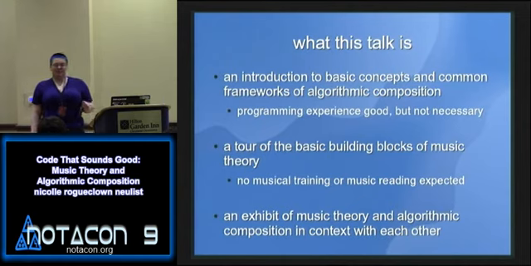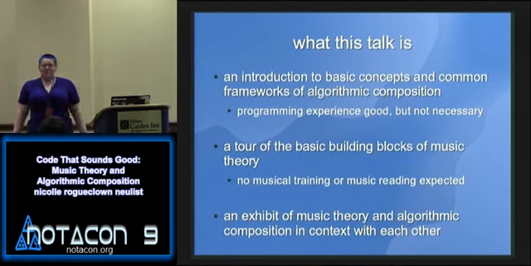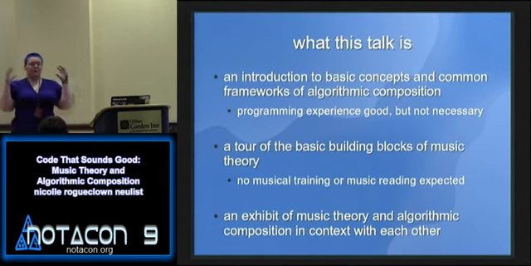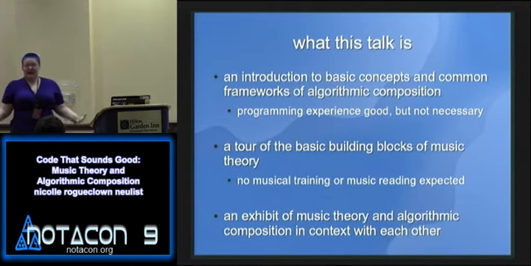It's a tour of the basic building blocks of music theory. I don't expect any of you to know how to read music. Like, seriously, if you can add, subtract, multiply, divide, if you can count to 4 or 6 or 8 or however many beats in any particular group, you can do this. Seriously, you don't have to be able to read music or know all of the common Western and non-Western musical forms or anything that your elementary school music teacher may have said to scare you. What this also is, it's an exhibit of music theory and algorithmic composition in context with each other. I'm going to talk a little bit about algorithmic composition, talk a little bit about music theory, and then show some examples of code that makes music. Because context is everything in this.